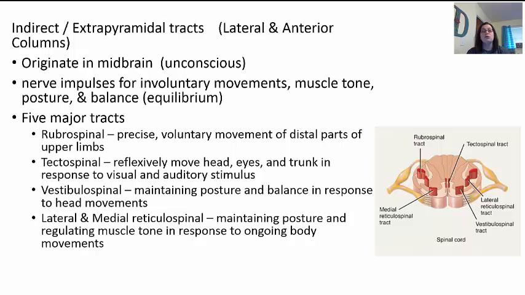Now, if you'll notice, the indirect pathways are going to work with the direct pathways. It's going to help the direct pathways in keeping your balance and your posture and all that while they're working and doing their job as well.